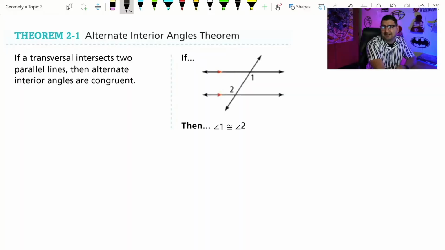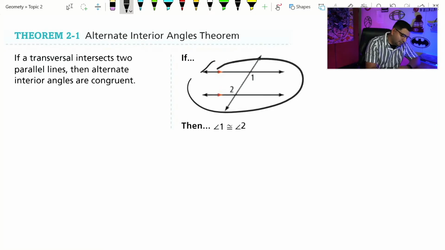Everyone, welcome back. Today we're going to be talking about theorems that involve the interior angles and also one postulate that we can use when we're talking about interior angles that are formed when we have two parallel lines cut by a transversal. Let me show you an example of what that looks like in case you got lost. So here's what I was mentioning.